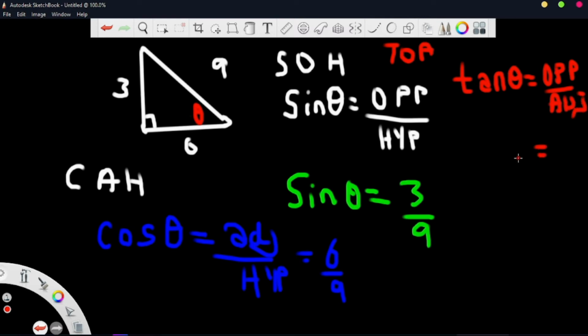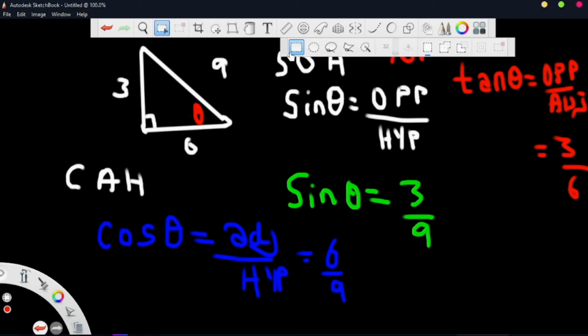So if my tan is opposite over adjacent, I'm just going to have to look. My opposite here has been established as my 3. My adjacent is my 6. So this is 1 over 2, and then this is 1 over 3, and then this is 2 over 3. So this is how we basically go about the trigonometry of things.